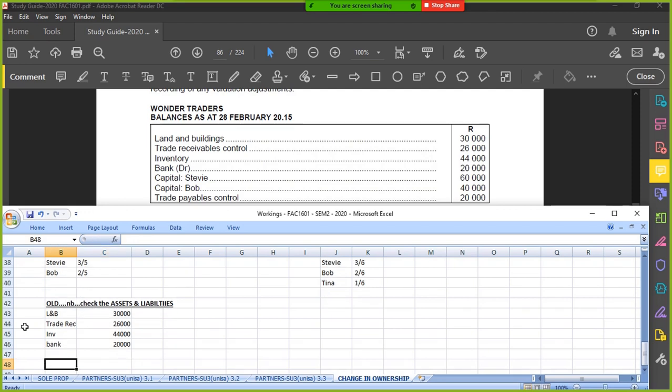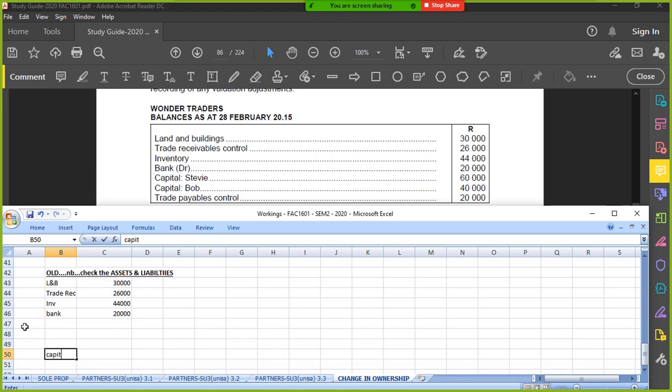Okay, and then it's capital for Stevie. 60,000. Okay, but remember, capital is not assets and liabilities. That's why I'm showing it separate. Do you see how I'm doing it? Okay, so it's important to identify assets and liabilities separately because obviously you'll have two different things, right? So trade payables is a liability. That's going to go here, 20,000. Okay, capital Stevie, 60,000. Capital Bob, 40,000.